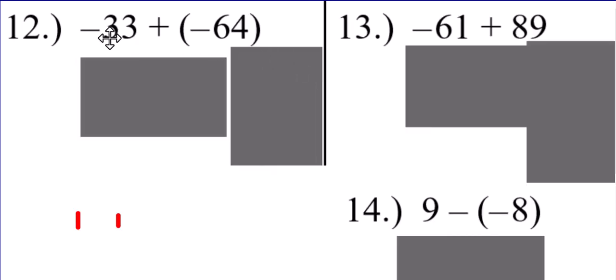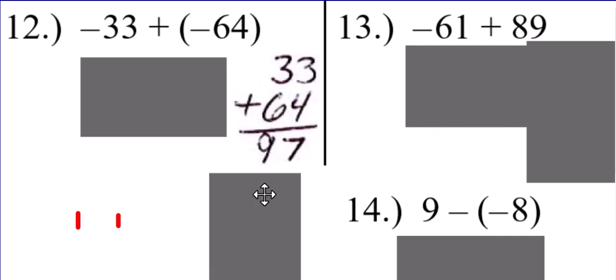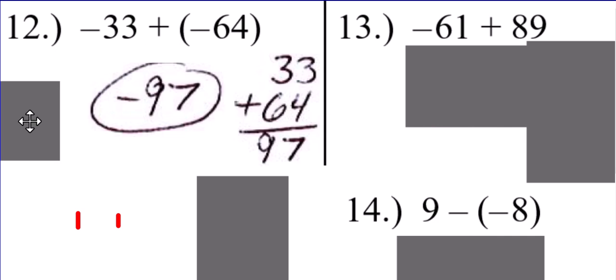Problem number 12, a negative plus a negative. Notice there's addition in between. Do not make this adding the opposite. But with two negatives we're going to add off to the side, giving us 97. The answer is going to be negative 97.